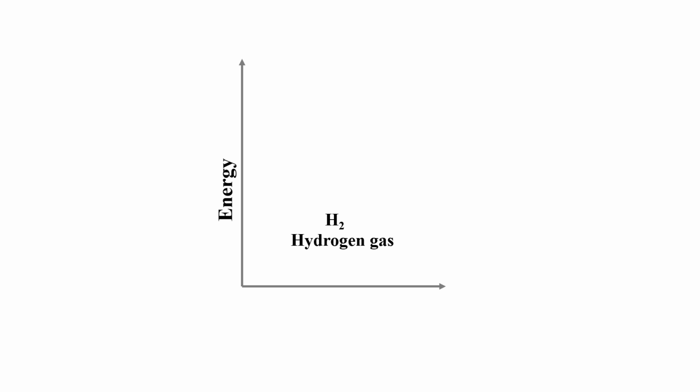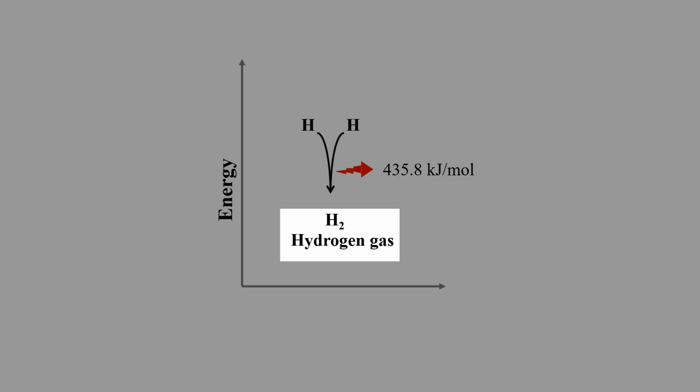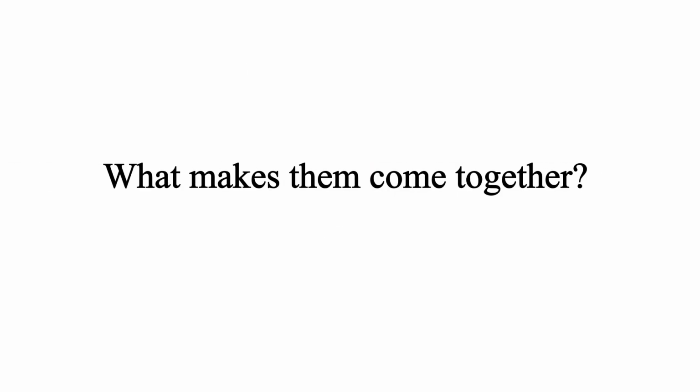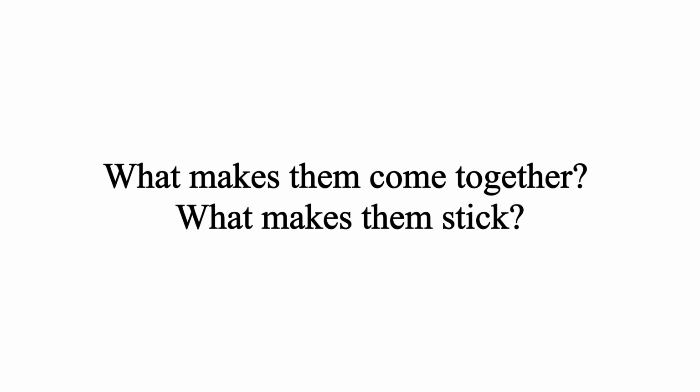The formation of hydrogen gas from individual hydrogen atoms releases energy of 435.8 kilojoules per mole, which is released as heat or light, making the H2 molecule more stable than isolated hydrogen atoms due to its lower overall energy. Now we know why atoms bond together, but what makes them come together? And once they're together, what makes them stick?